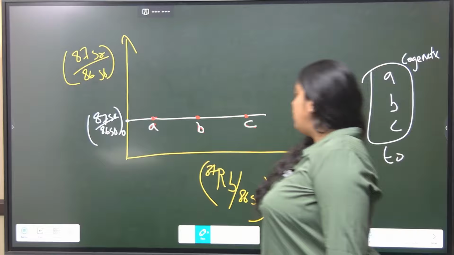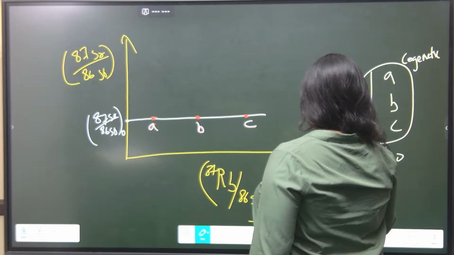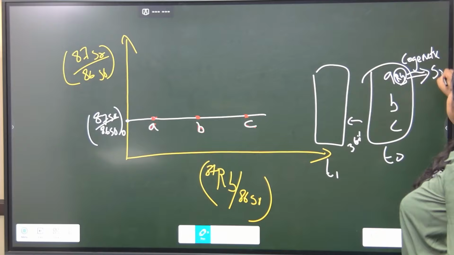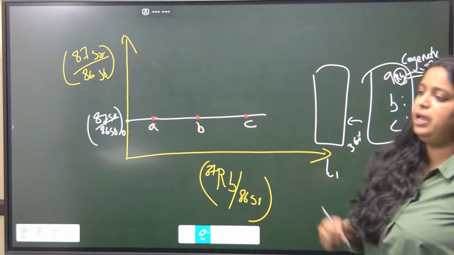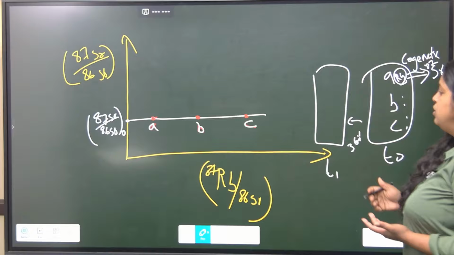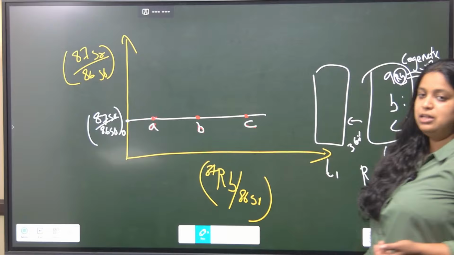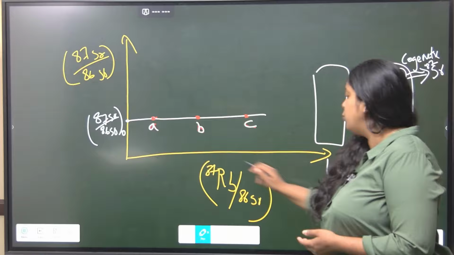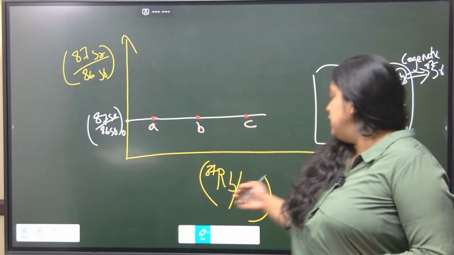Now, after some time, at T1, after something like 3 billion years, whatever rubidium was present in A, B and C will start to decay to strontium 87. So with time, the rubidium to strontium ratio will decrease and the strontium 87 to 86 ratio will keep on increasing. Why is the rubidium to strontium ratio decreasing? Because with time, rubidium will keep on undergoing decay and forming strontium. So this particular value will decrease.